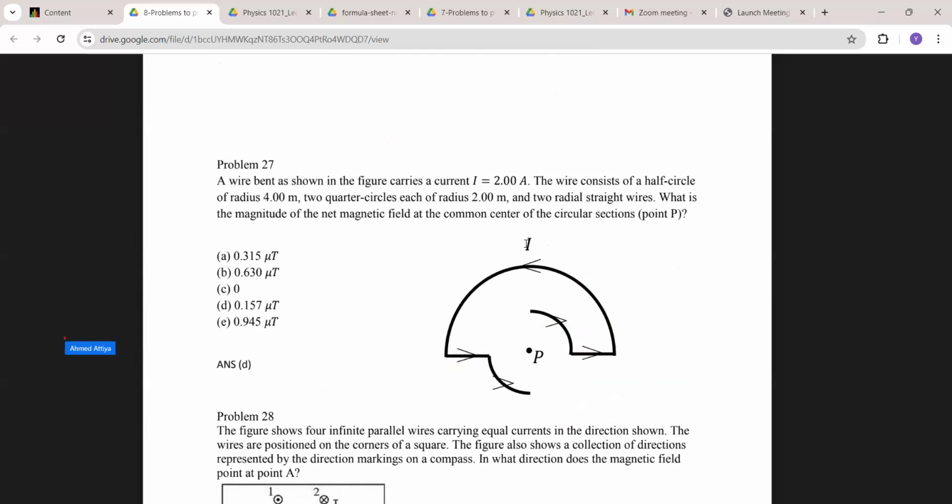Now, what about this question here? It is similar to a previous question which we have discussed. I have different arcs. So I have arc 1, arc 2, and arc 3. And the straight line sections are 0. So for arc 1, the current is 2 ampere, a half circle of radius 4 meter, and this is 2 meter.